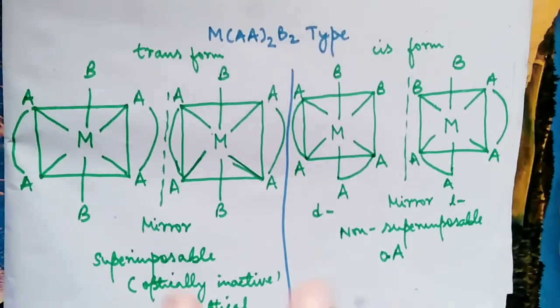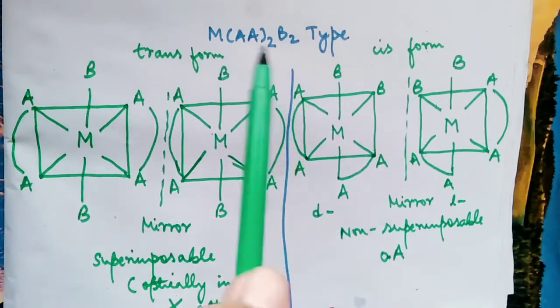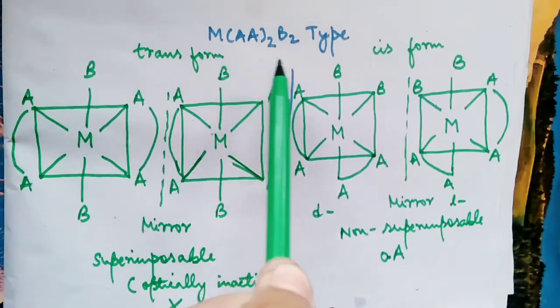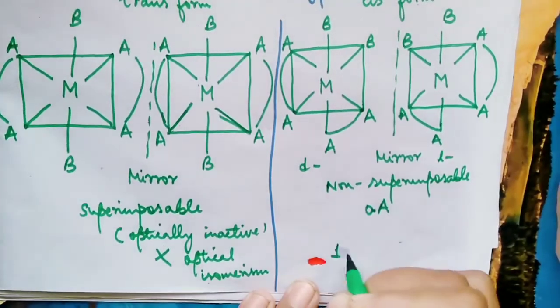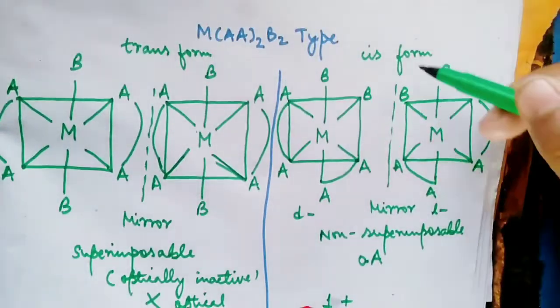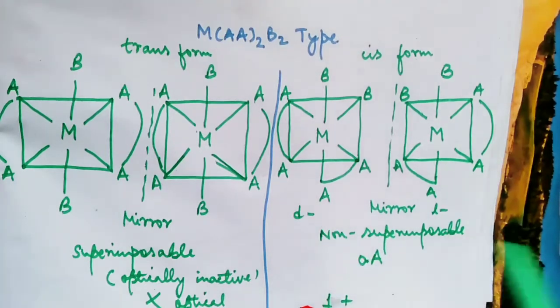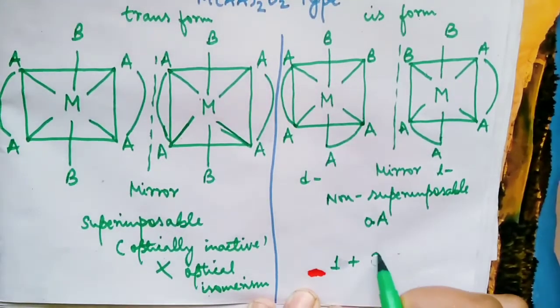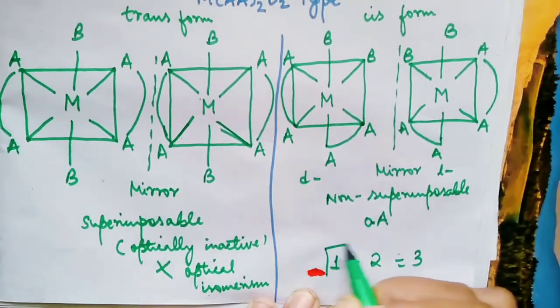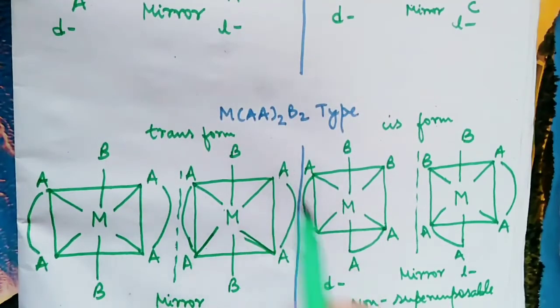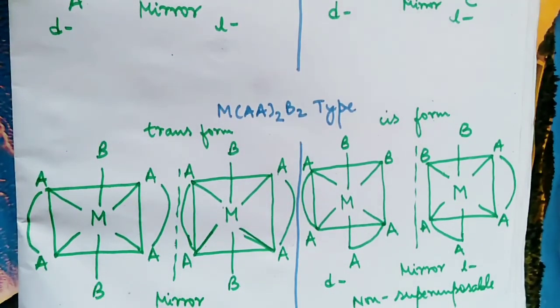So what is the total number of isomers of complexes of the type MAA2B2? One is the trans form, and in the cis form we have the dextro and the levo. That means there are two. So 2 for the cis and 1 for the trans. The total would be 3. So the total isomers shown by complexes of the type MAA2B2 is 3. That's all about optical isomerism.